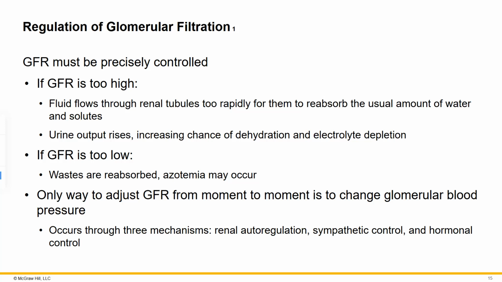The only way to adjust GFR from moment to moment is to change the glomerular blood pressure, and that occurs through 3 mechanisms: renal autoregulation, sympathetic control, and hormonal control.